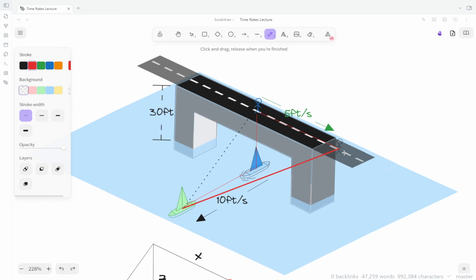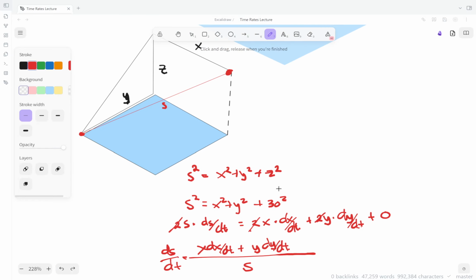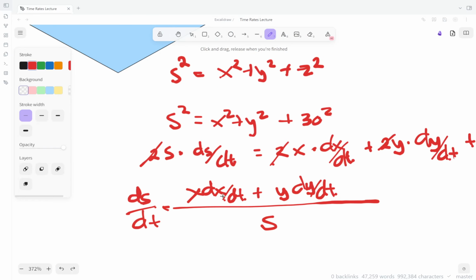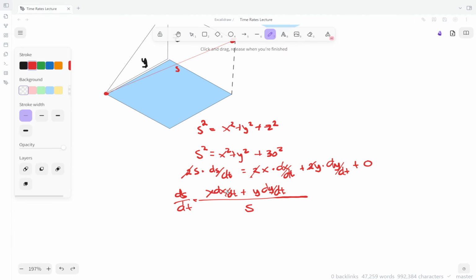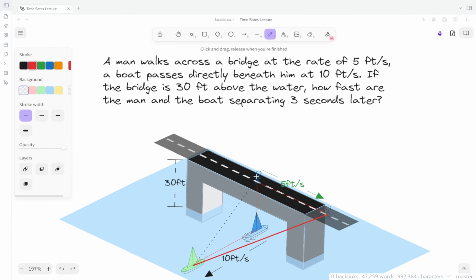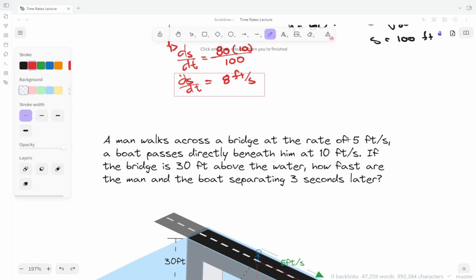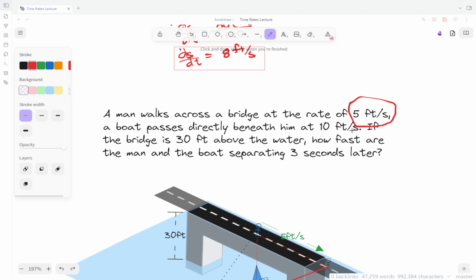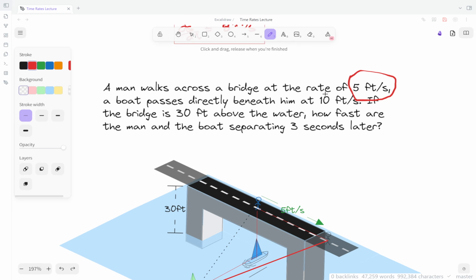So now, if you think about it, your dx/dt right here is the rate of x with respect to time. And in the problem, the rate of the person with respect to time, or at least their movement with respect to time, is 5 feet per second. So also, you can tell that the rate of the boat is 10 feet per second.